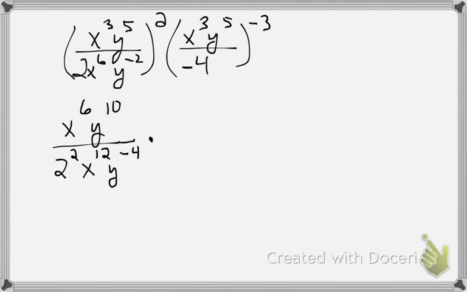So what do? Everybody gets the -3. You guys agree? So we get x to the -9, y to the -15 over -4 raised to the -3.